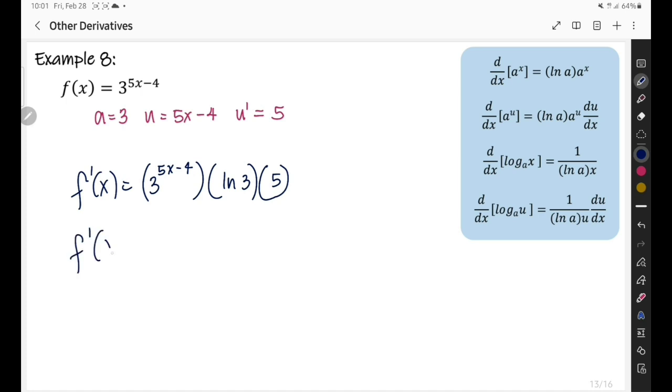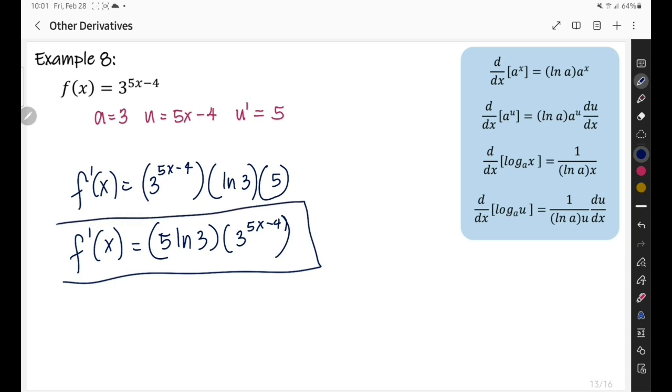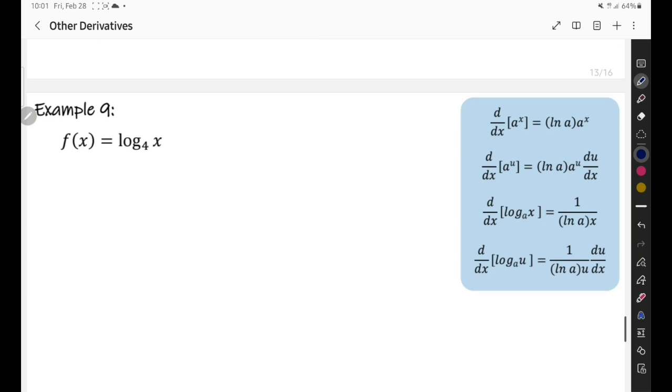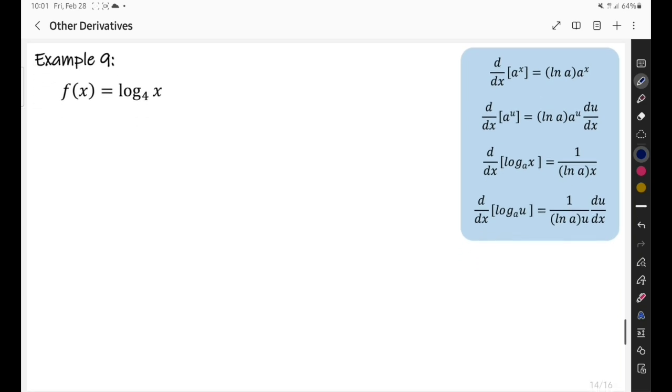So in that case, you have 5 ln of 3 times 3 to the 5x minus 4. This will be your final answer. Alright, so the next example is on logarithm, but this time you have log of x with base 4. Now, you have here your base, this is your a, and then we have the x. So in that case, we use this formula to find the derivative.